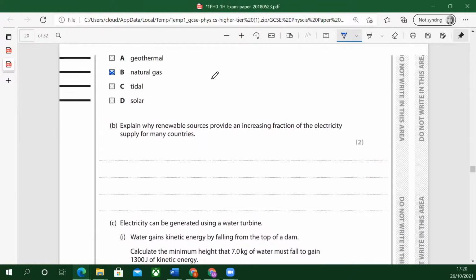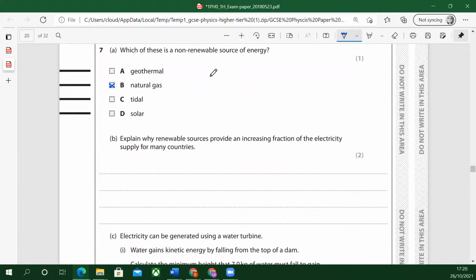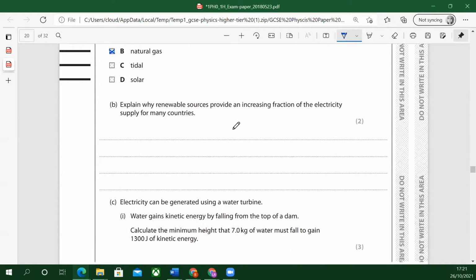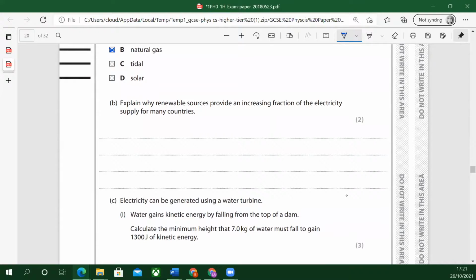Okay, part B. Explain why renewable sources provide an increasing fraction of the electricity supply for many countries. Most of this is to do with the decrease in non-renewables, really. So it's a decrease in non-renewables, as coal, oil, and gas emit carbon dioxide.